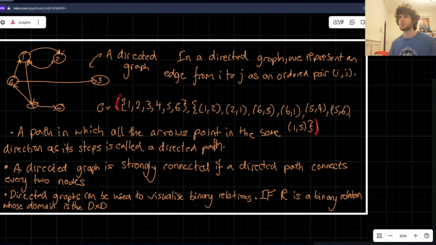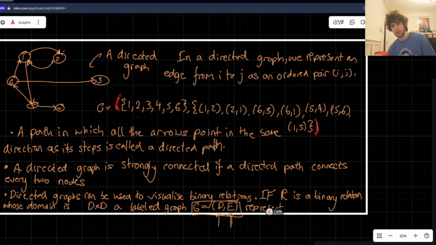So if R is a binary relation whose domain is D cross D for some set D, so the Cartesian product of D with itself, then a labeled graph. Remember, a labeled graph is just a graph whose nodes and or edges may be labeled. So labeled graph G, which we represent with the set of vertices, which in this case we say is the set D, and the set of edges, which we still call the set E. So this specific graph, which obviously we need to specify the sets D and E to know which graph we're talking about, will always represent our binary relation capital R.